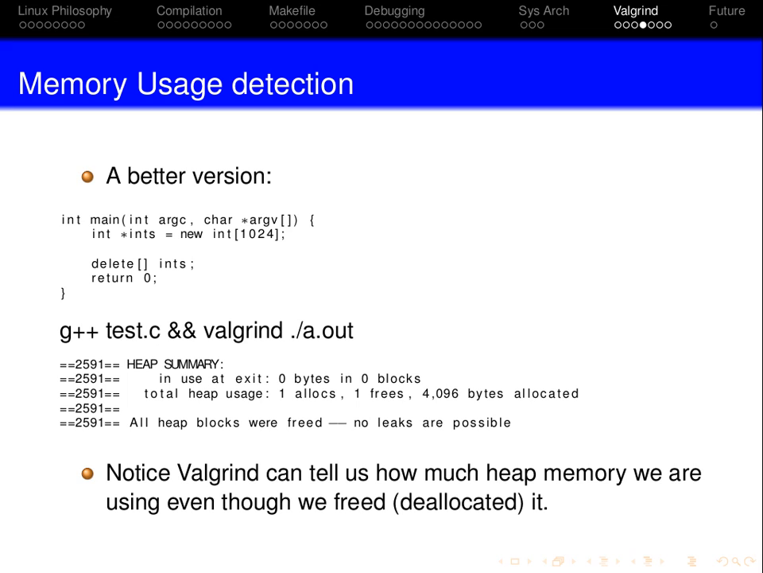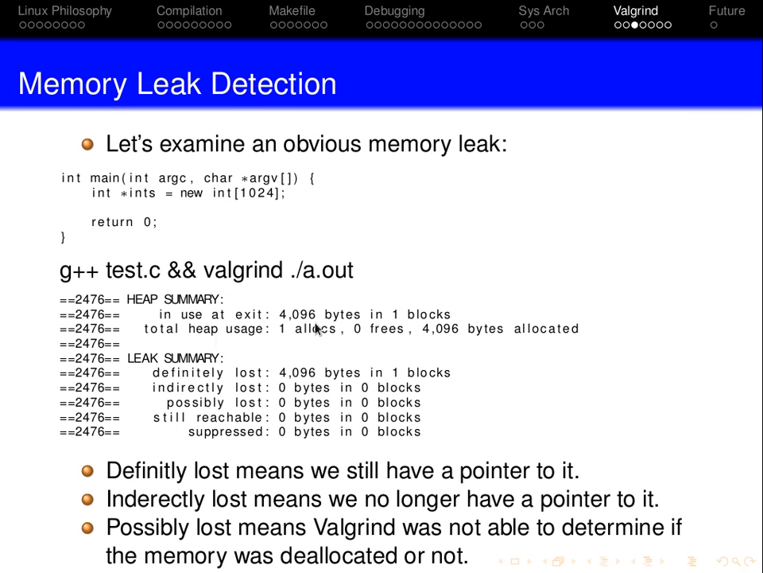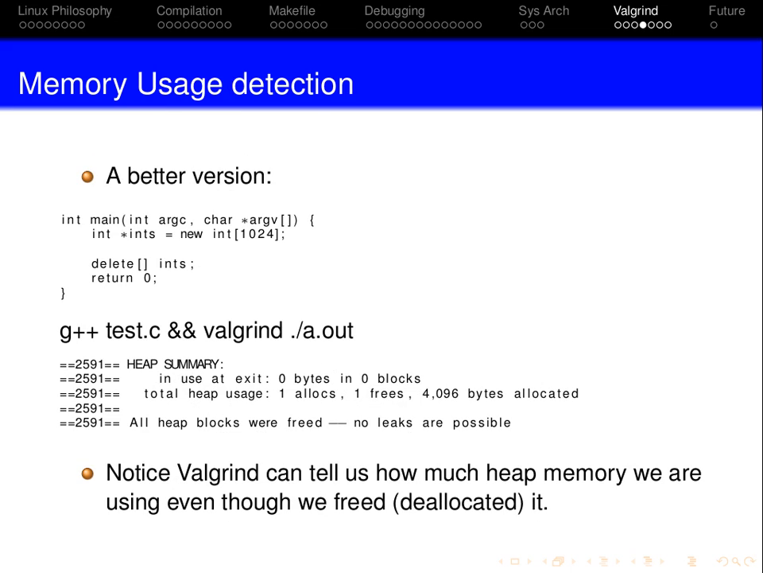So a better version, we delete it afterwards. And it says all blocks were freed, no leaks are possible, which is great, that it can actually guarantee you at some points that you haven't leaked memory. Notice it told us how much heap memory was used even though we freed it. This is perfectly fine. This is just giving you a report of how much memory you used and how much you freed. That's good. That means you're using your heap correctly. It's when it says definitely lost, back here, that's when bad things happen. Or in use at exit, if that number is greater than 0, you have problems. If you somehow have a number less than 0, I'd be curious what you did.